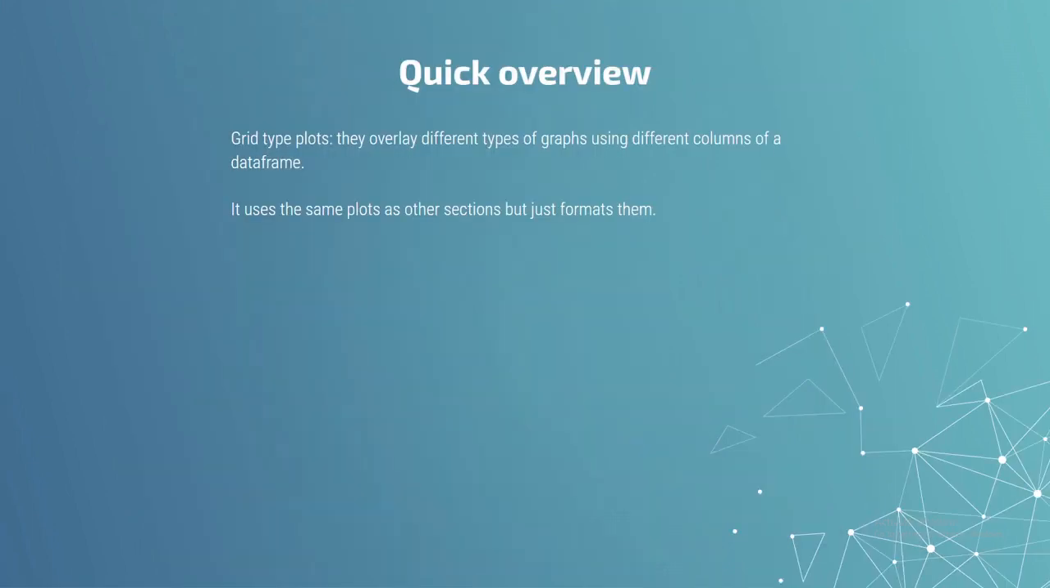Let's go exactly with what grids are. Now, grid type plots overlay different types of graphs using different columns of a data frame, and it uses the same plots as other sections, but better formats them. Grids are a type of plot.